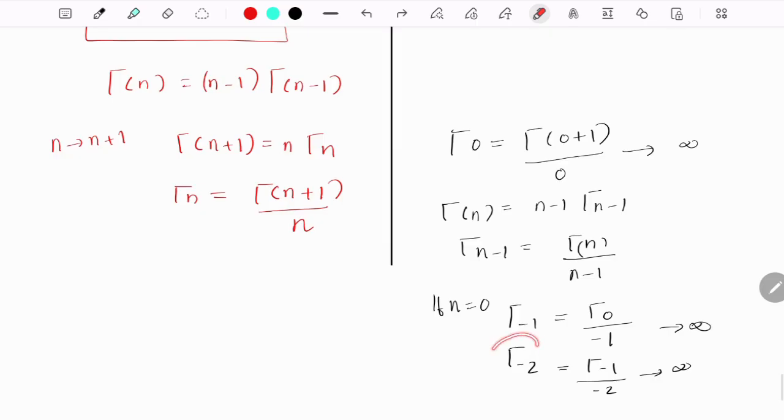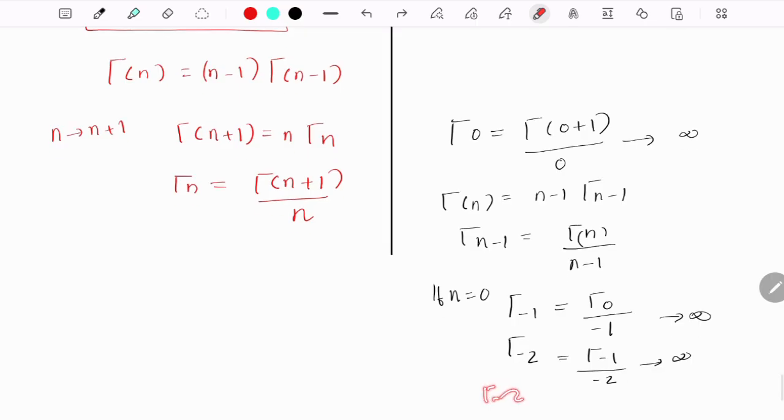And gamma of minus 2 is gamma of minus 1 divided by minus 2. Gamma of minus 1 equal to gamma of 0 by minus 1. Then gamma of minus 2 is equal to gamma of minus 1 divided by minus 2. So since gamma of 0, gamma of minus 1, gamma of minus 2 is equal to infinity, we can't define gamma of minus 1, gamma of minus 2, gamma of minus 3. This becomes infinity.